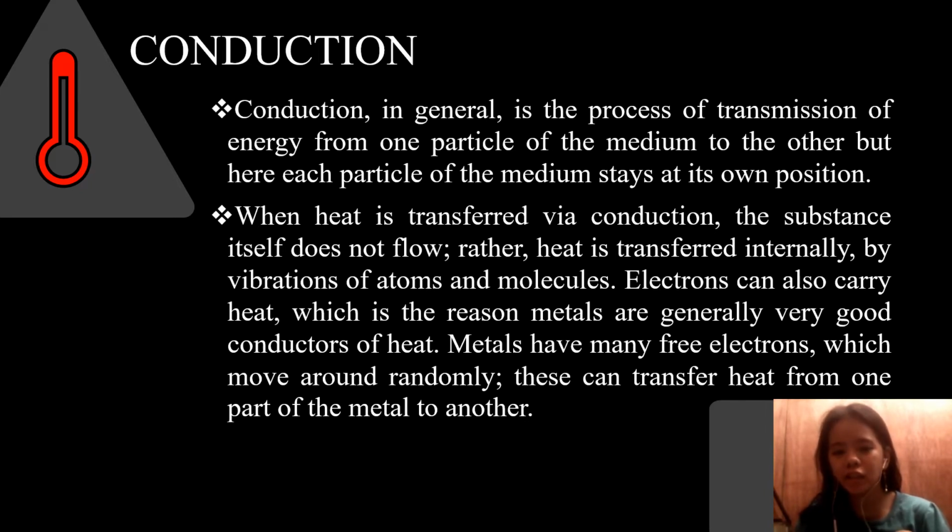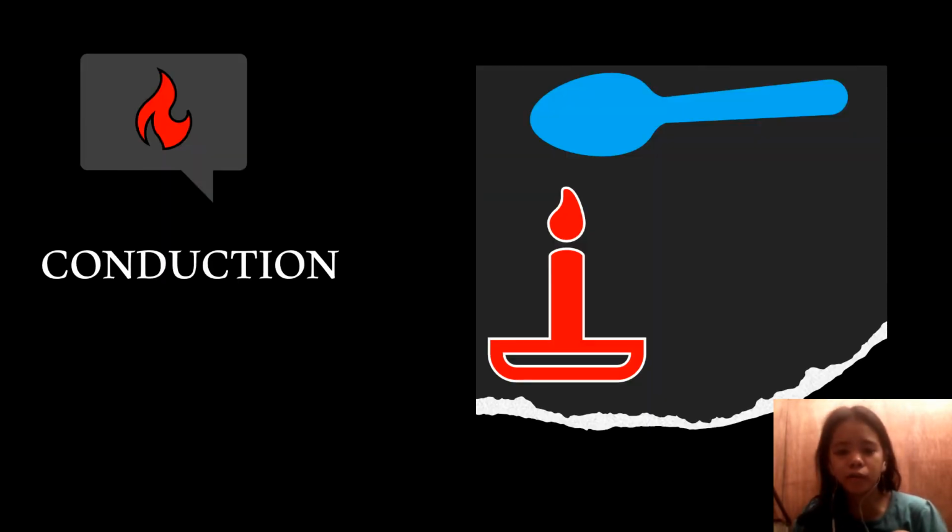When heat is transferred via conduction, the substance itself does not flow. Rather, heat is transferred internally by vibration of atoms and molecules. Like what I showed earlier, there is a vibration of the molecules. Electrons can also carry heat, which is the reason metals are generally very good conductors of heat. Metals have many free electrons which move around randomly. This can transfer heat from one part of the metal to another. So, conduction, this is how it works, from one solid to another solid.